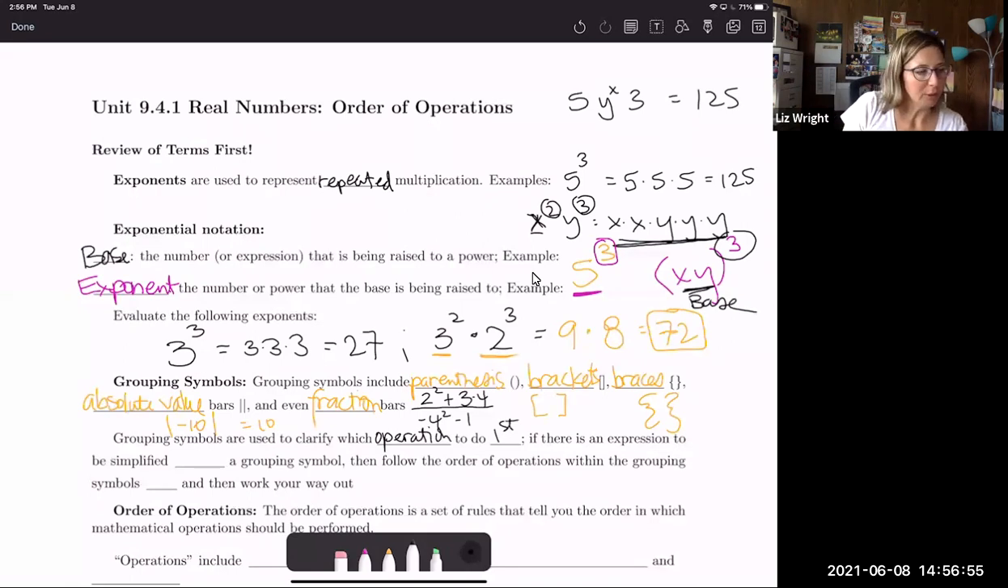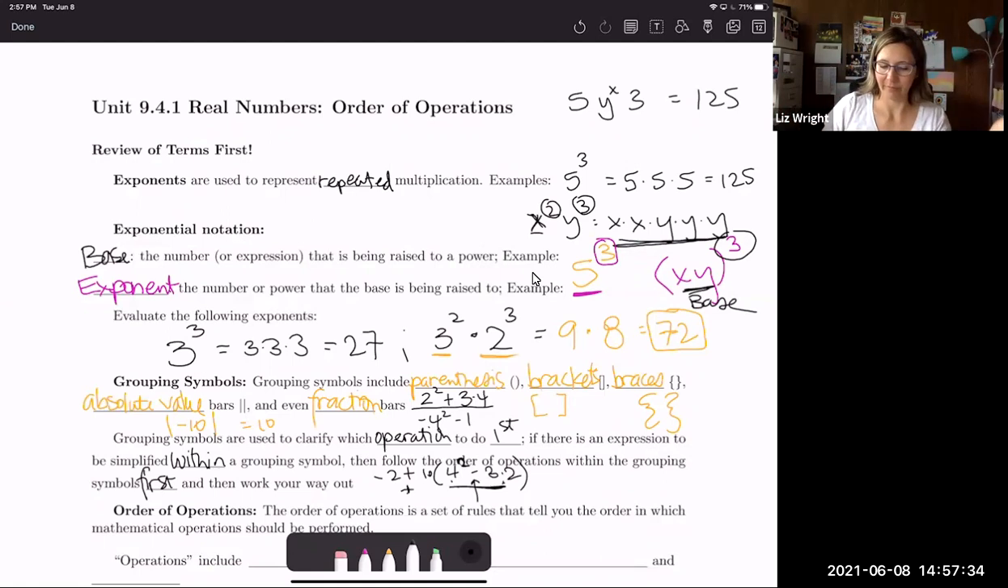If there is an expression to be simplified within a grouping symbol, then follow the order of operations within the grouping symbols first, and then work your way out. So if we've got -2 plus 1, and then we've got 4 squared minus 3 times 2, within the grouping symbol, do this stuff first: do the 4 squared, then the multiplication, then subtract, then multiply, then add. So you'd work from the inside out for that.